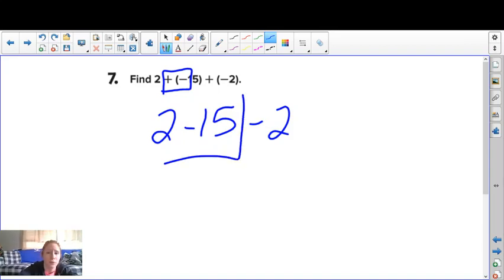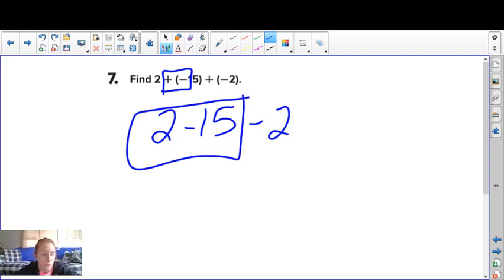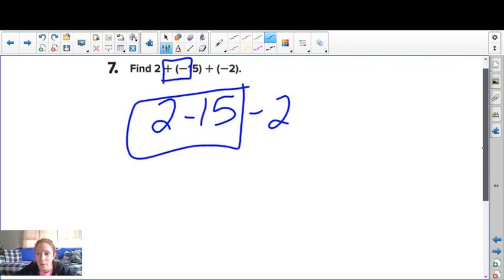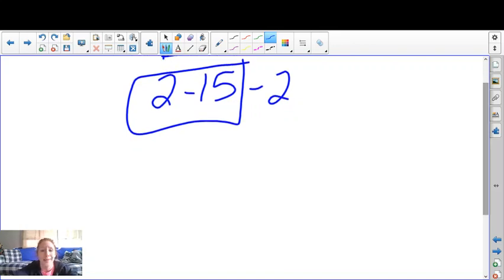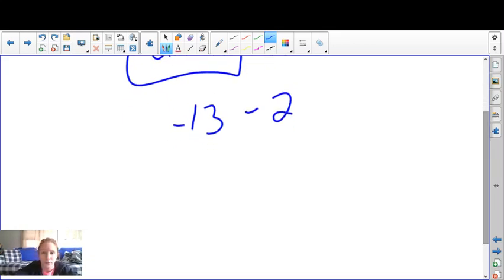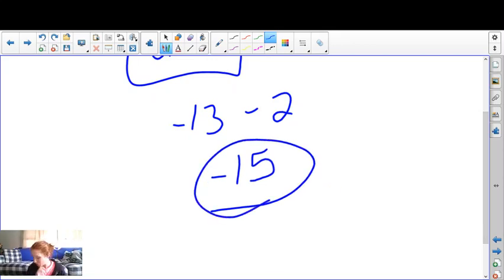So I'm going to approach from left to right since it's addition or subtraction, and I have subtraction here, so I got to do it left to right. So 2 minus 15 is going to give me -13, and then I have to bring down that -2, and I end up with -15. So my answer here ends up being -15.